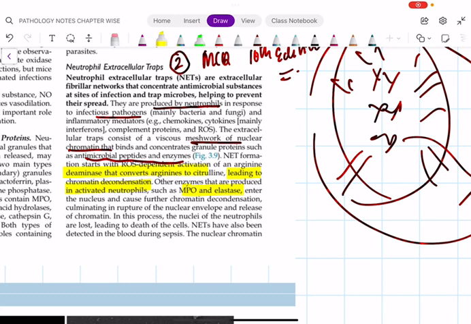this net has been detected in blood during sepsis. This has been an MCQ in a Central Institute exam. Neutrophil extracellular traps are found to be involved in the pathogenesis of which of the following diseases? Option 1, sepsis. Option 2, inflammatory bowel disease. Option 3, rheumatic heart disease, or somebody will give some other option. Answer is sepsis, septic shock.